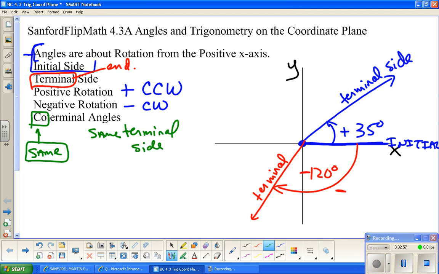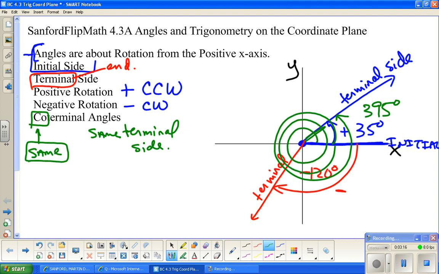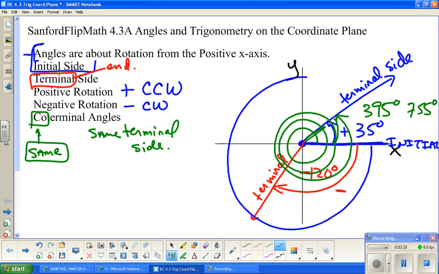So an example of that might be, here's 35 degrees, which we already did. Well, what if I go all the way around 360 plus another 35 degrees, 395 degrees? They are coterminal. What if I go all the way around 360 and another 360, so I'm at 720 plus 35, so 755 degrees. Or maybe even if I go backwards, negative, well, if 360 would get me all the way around, 325, so negative 325.